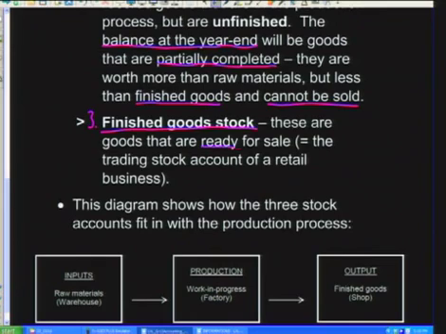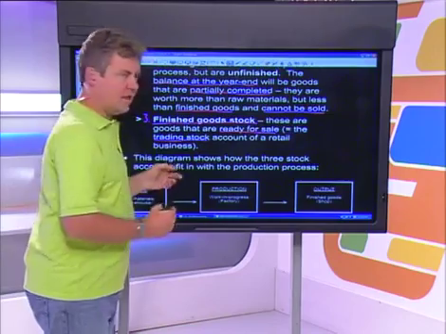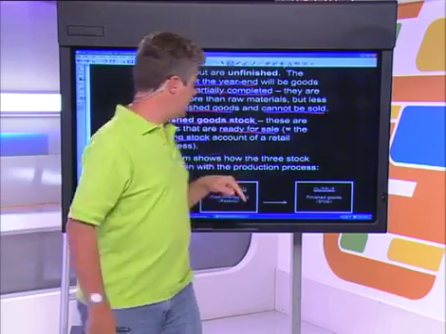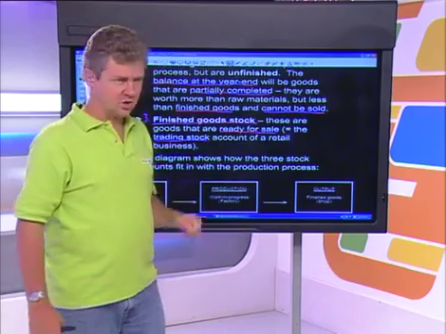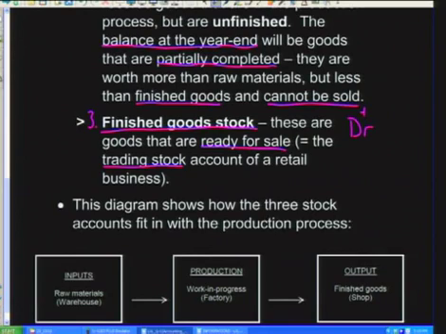They've been completed. And what's important to realize is that these finished goods are the ones that are equivalent to the trading stock account in the retail business. Because we're not going to sell raw materials to the public, we're not going to sell work in progress to the public. What we're going to sell is finished goods, and so we have an account for finished goods stock. Also, once again, this is an asset, so it goes up on the debit side and it goes down on the credit side.